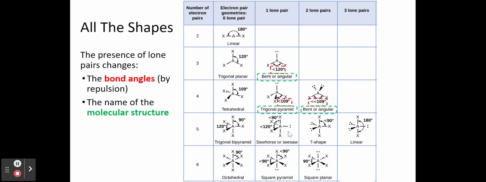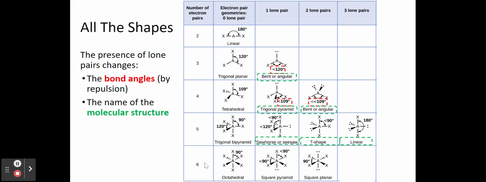But if we have 5 electron domains and one of them is a lone pair of electrons, that lone pair of electrons is going to repel the bonding pairs, and our shape is going to be referred to as a seesaw molecular geometry. I see seesaw a lot more often than seahorse, or sawhorse, sorry. Now let's say we've got 2 lone pairs of electrons. That's going to give us a T-shaped molecular geometry. If we have 3 lone pairs of electrons and 2 bonding pairs of electrons, now our molecular geometry will be linear.